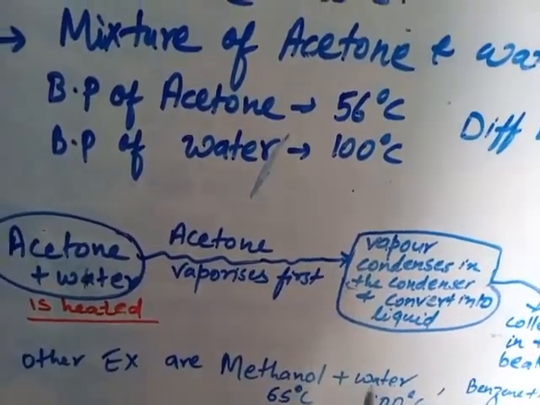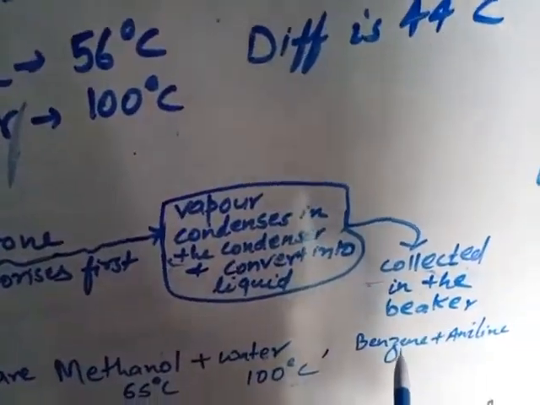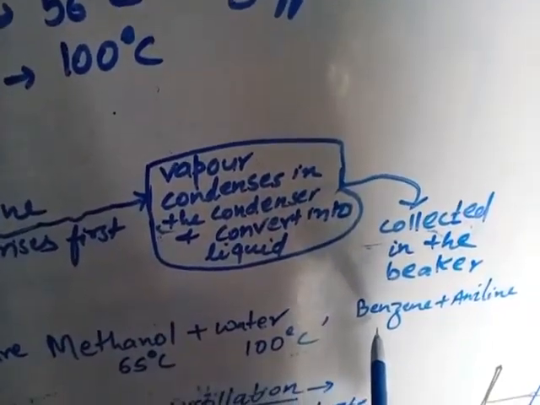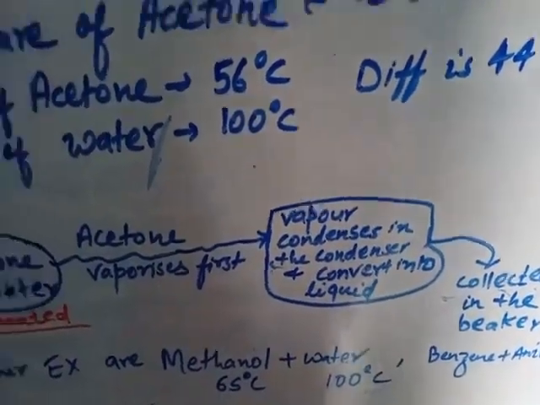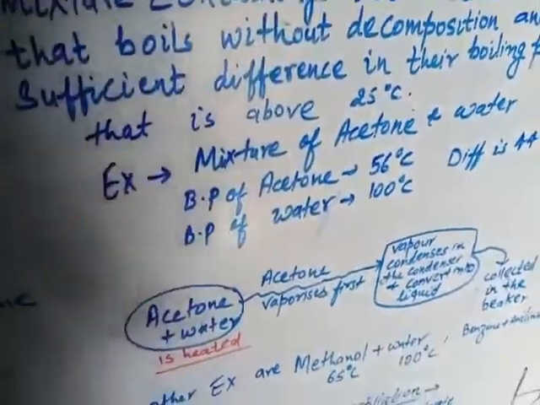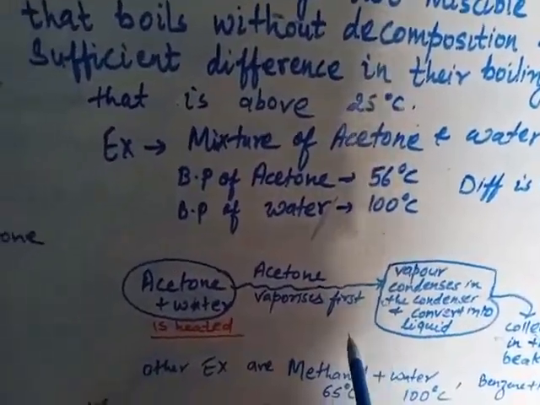So hence this mixture also can be separated by distillation process. And you can have other examples like a benzene plus aniline mixture. Okay, so first we'll briefly understand what happens in the distillation process through this flow diagram.